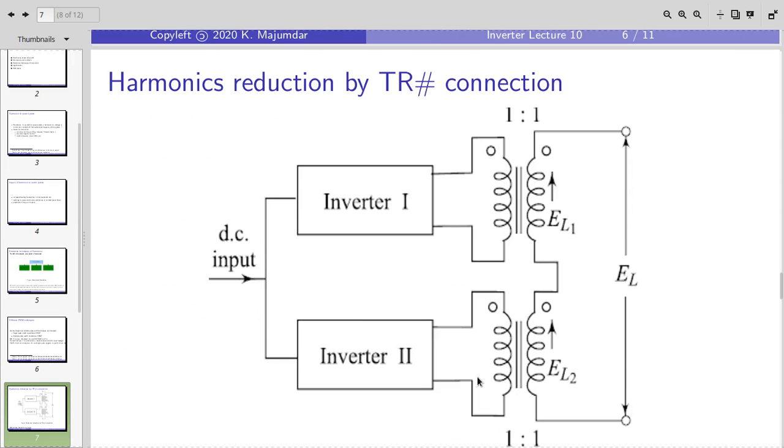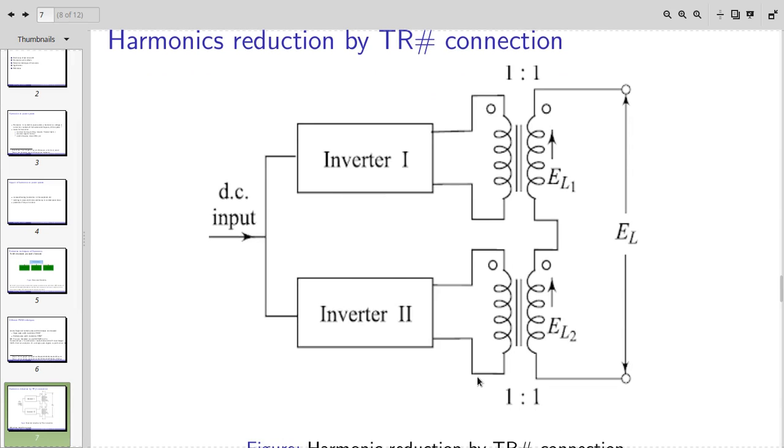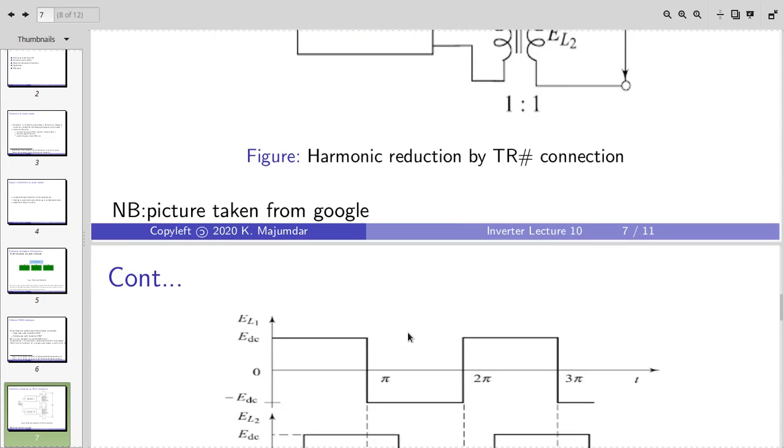Now, the second process is a transformer connection. Suppose we have two inverters, say inverter 1 and inverter 2. Inverter 2 has some phase delay, but its waveform is similar to inverter 1. Then they are passed through two identical transformers with a 1:1 ratio, for isolation purposes. Then, if we make the phase delay in inverter 2 such that it will mitigate some harmonics. How? Let's observe the waveform.